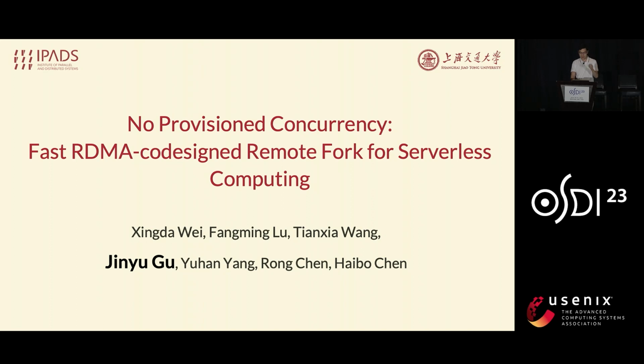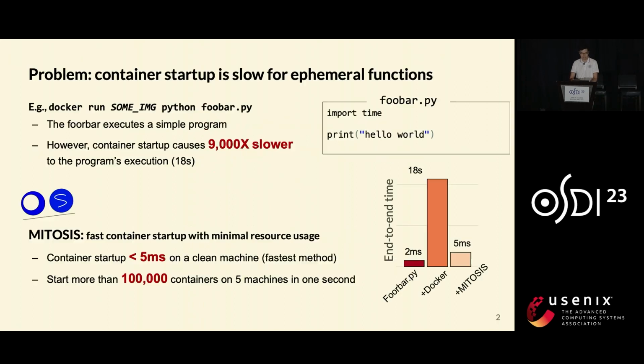This work focuses on designing and implementing an RDMA-based remote fork mechanism that is able to quickly fork OS processes across different machines. We will show its performance benefits for serverless computing. This is a joint work with my colleagues from IPADS of Shanghai Jiao Tong University.